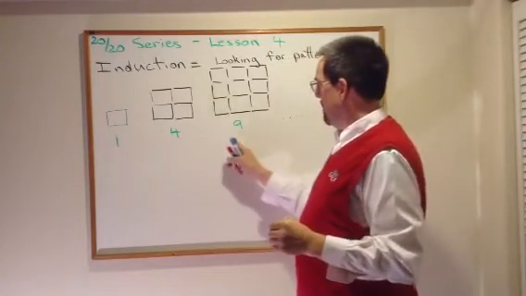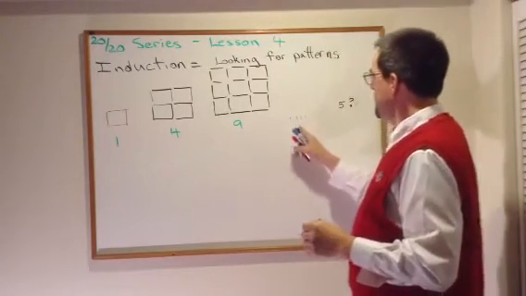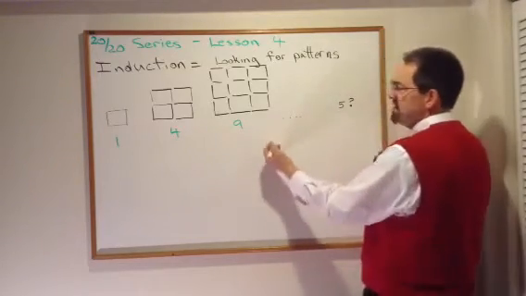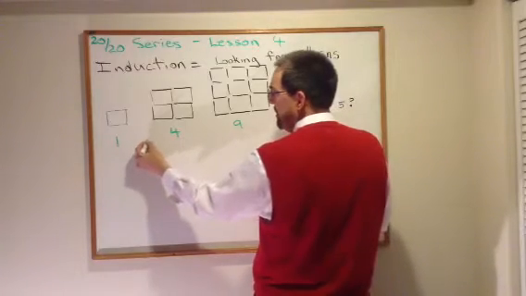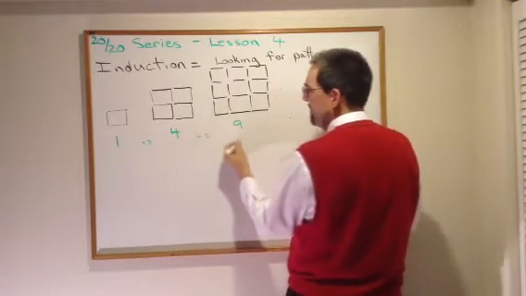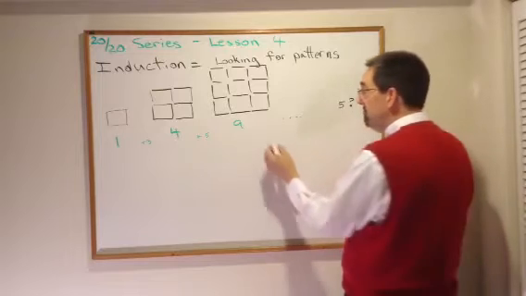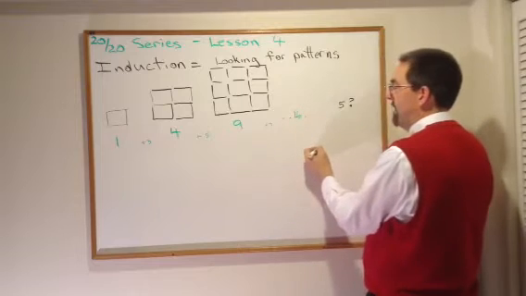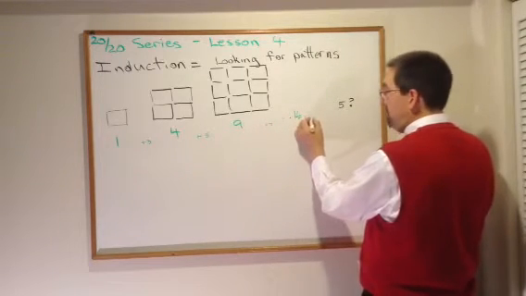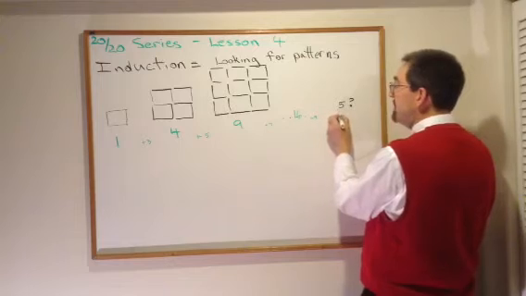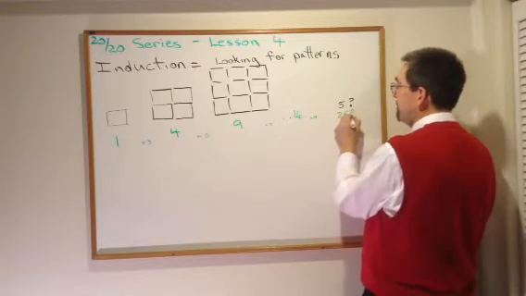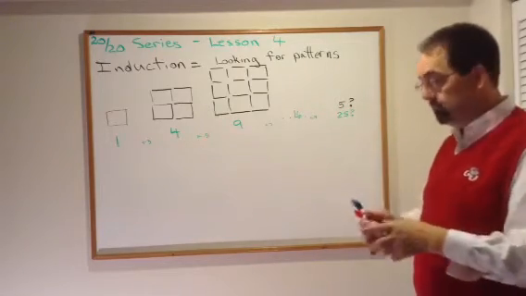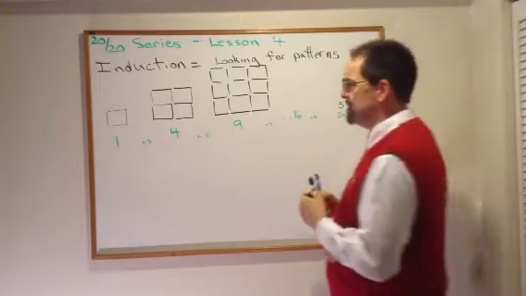1, 4, 9. And it's asking for the 5th one, the 5th set. Well, we can start to see a pattern. We added 3. We added 5. 7. 3, 5, 7, 9. So maybe a 25. So we have 25 cubes, 25 of those little squares. Maybe. Now let's look at the actual toothpicks used.